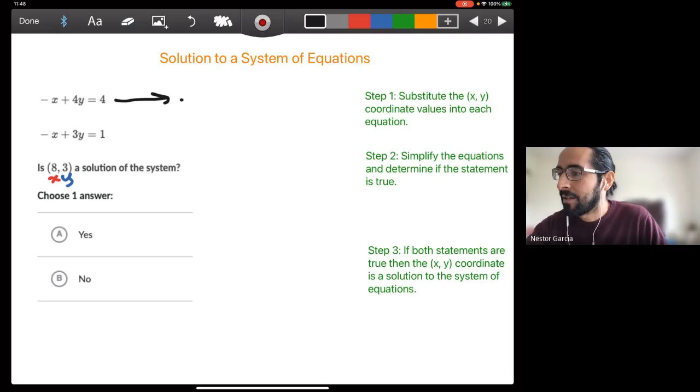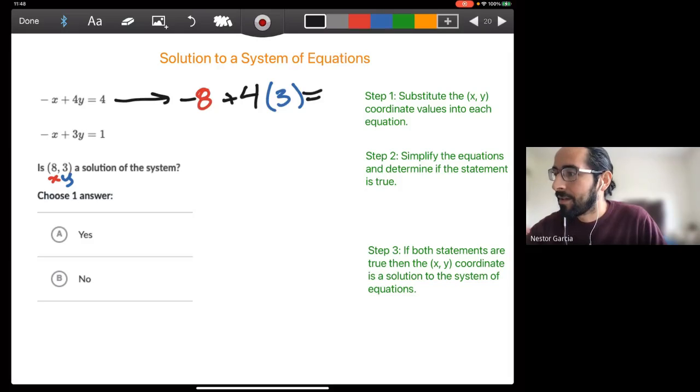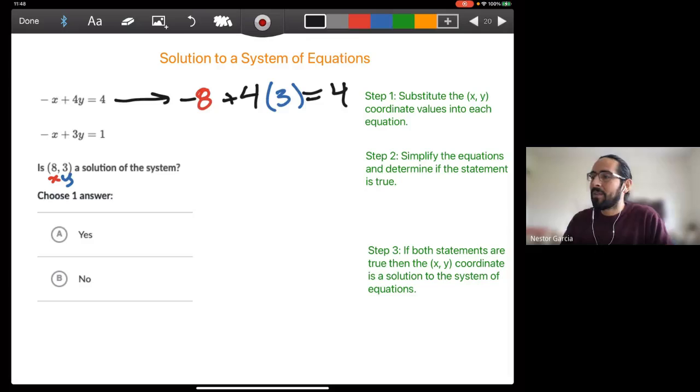That is negative 8 plus 4, and then the y value, which is 3, equals 4. So I've copied the equation, substituting 8 for the x and 3 for the y. Notice I put the 3 in parentheses because it's next to a 4, next to a coefficient. So this tells us we're going to need to multiply those two numbers.